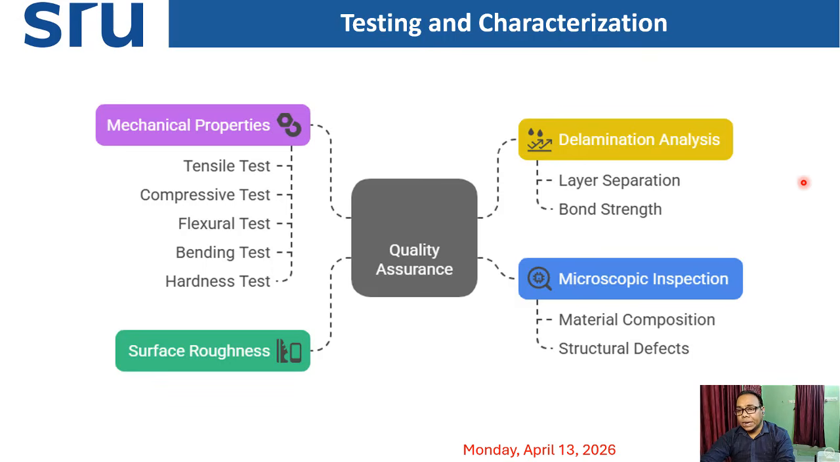Similarly, delamination analysis is required, as we know that in 3D printing one of the biggest issues is delamination, or layer separation between layers. So one has to go for delamination analysis of the 3D printed part. Similarly, one can find out how much the bond strength of the 3D printed part is. Microscopic inspection is also required, so that one can see what microstructural defects are present in the 3D printed part.